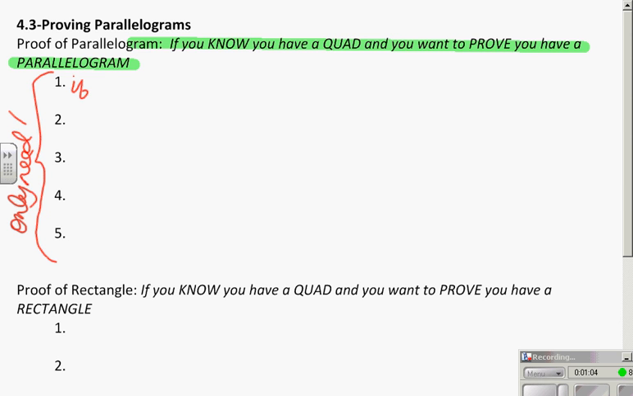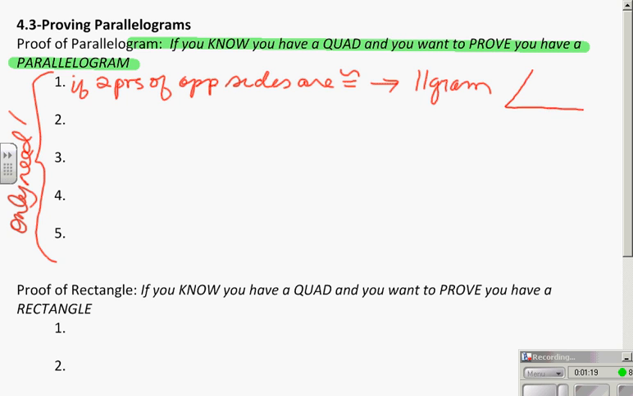So if 2 pairs of opposite sides are congruent, then it's a parallelogram. So your picture, if you have a quadrilateral and you can prove this is true, you can conclude that it is a parallelogram.